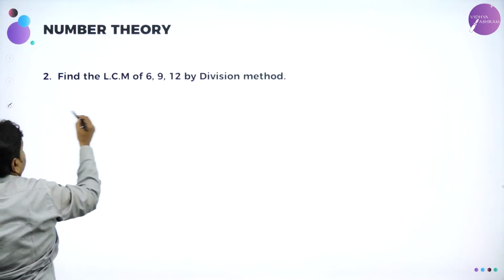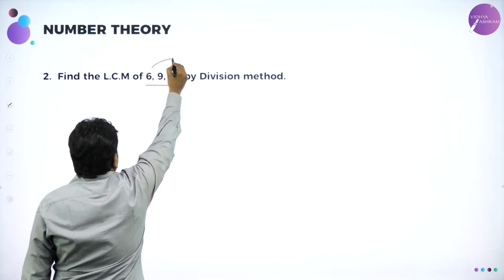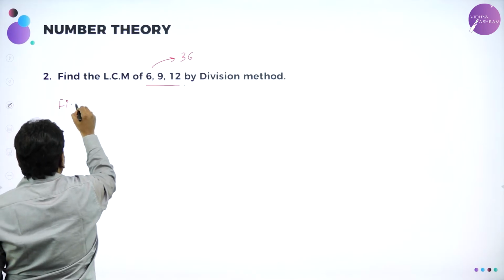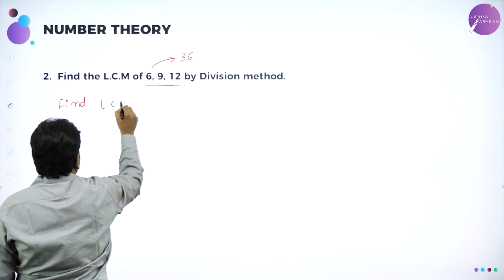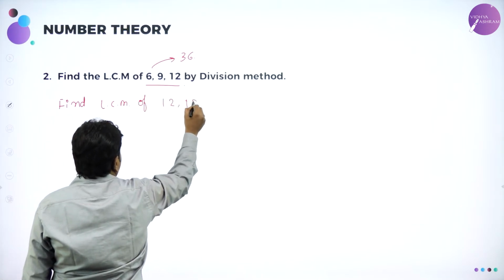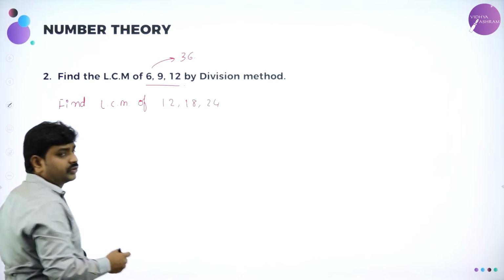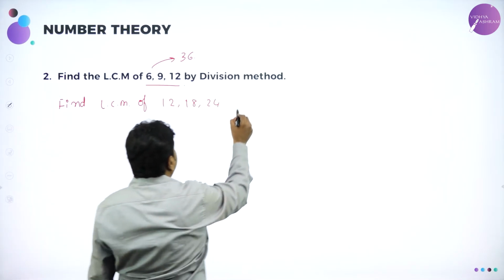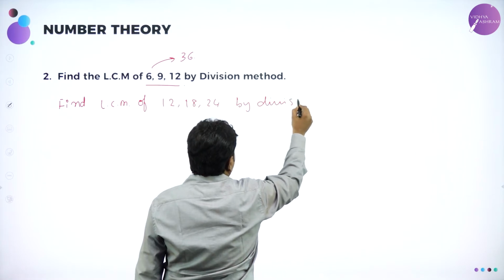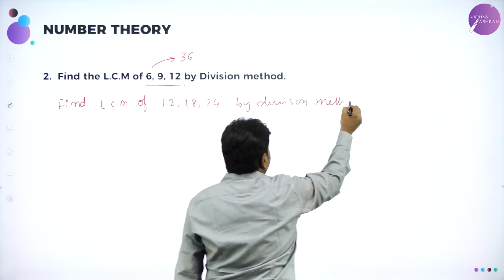Now we will take problem 12, 18, 24. This one we have done and we got 36. One more problem I will take. Say, find LCM of 12, 18, 24. So now by the same method, by what method? Division method. By division method, we'll find LCM of 3 numbers.